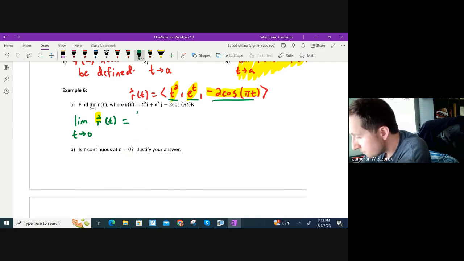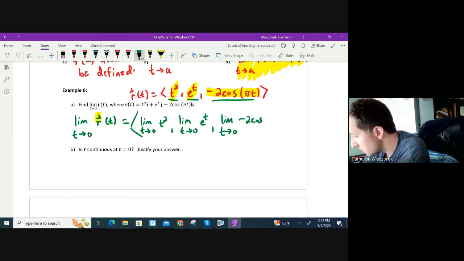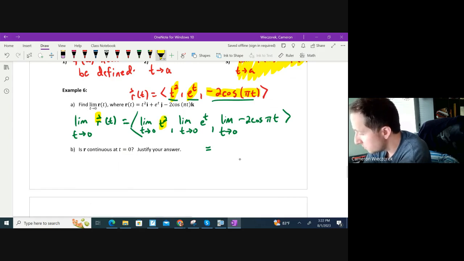is going to be the limit as t approaches 0 of t squared, the limit as t approaches 0 of e to the t, and the limit as t approaches 0 of -2 cosine of pi t. And because these are nice continuous functions, I can just plug in 0 to each of the individual component functions and get my result. If I plug in 0 to the first component, 0 squared is 0.